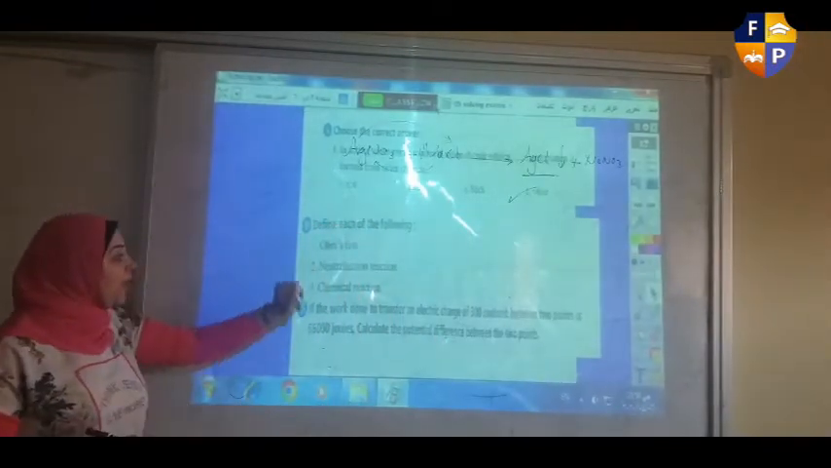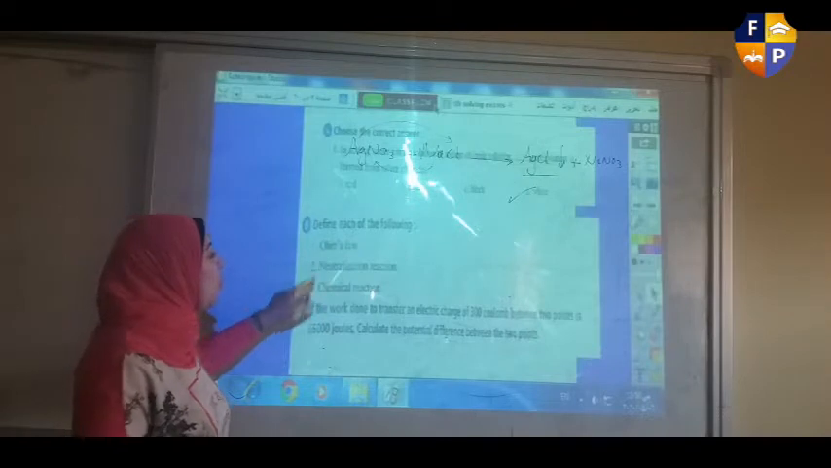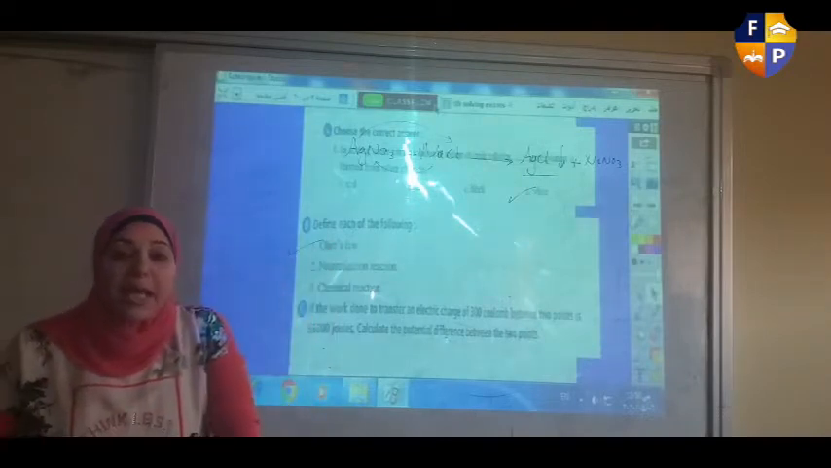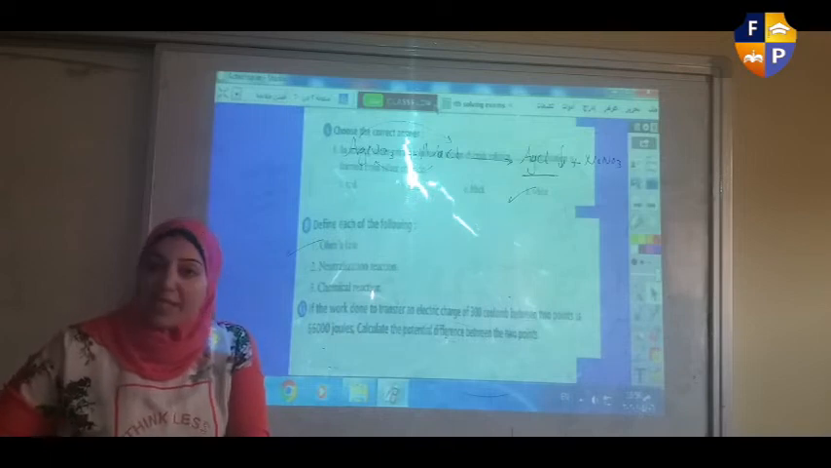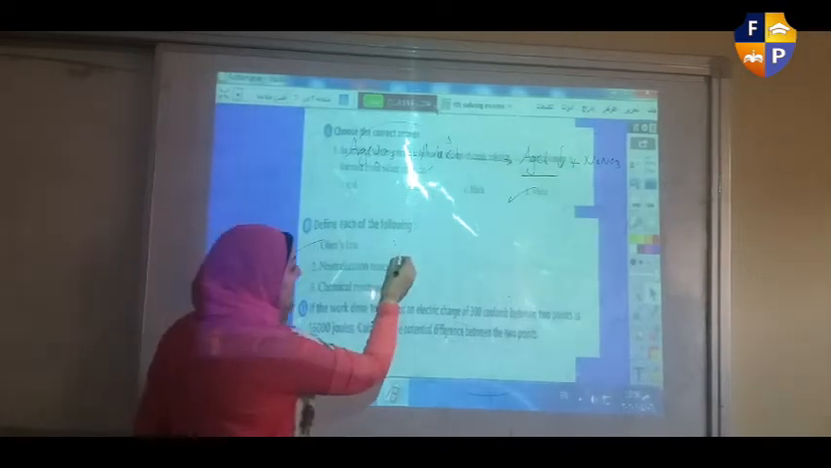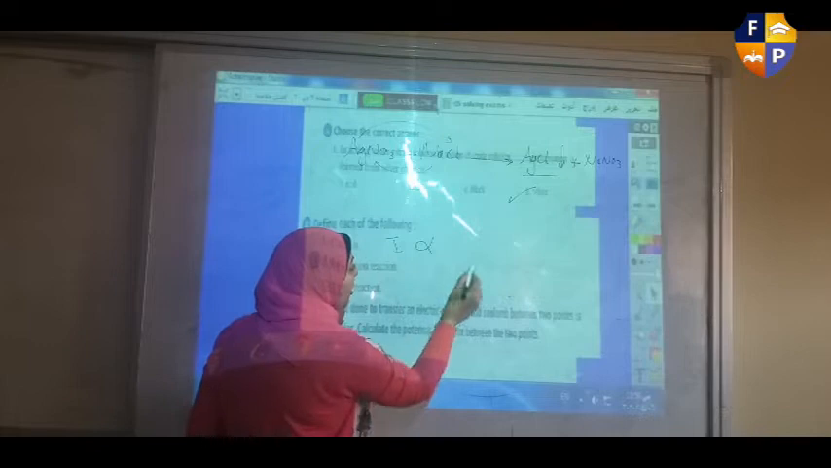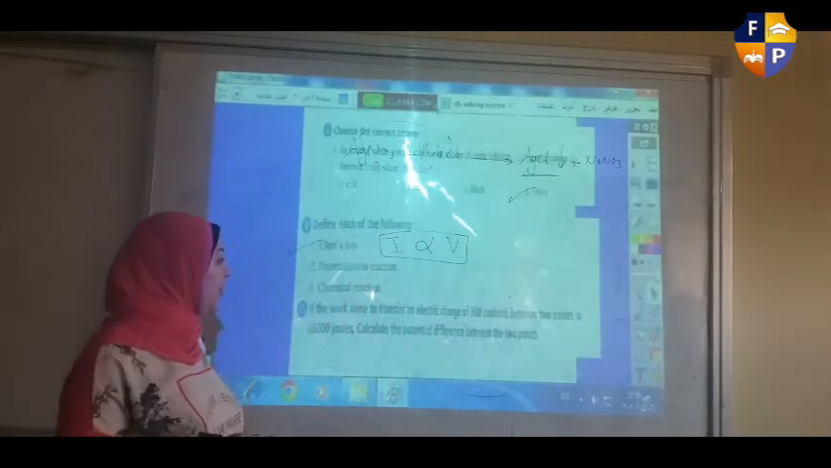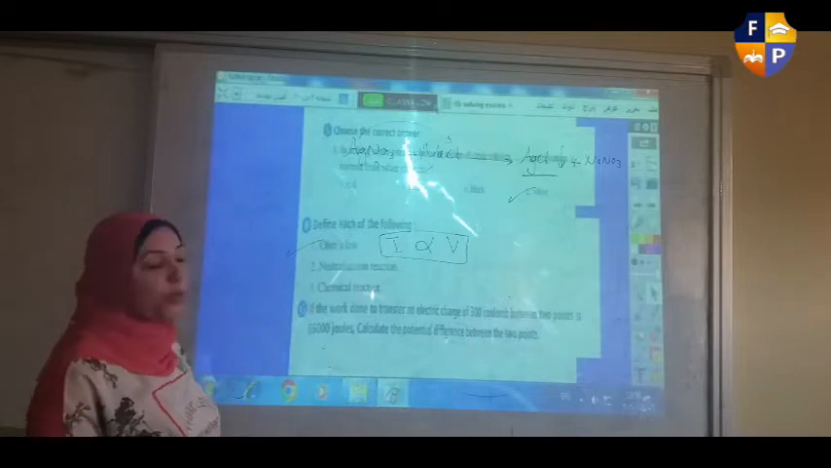Define what is meant by Ohm's law. We studied Ohm's law before and know that it states that the current intensity is directly proportional to the potential difference at constant temperature.